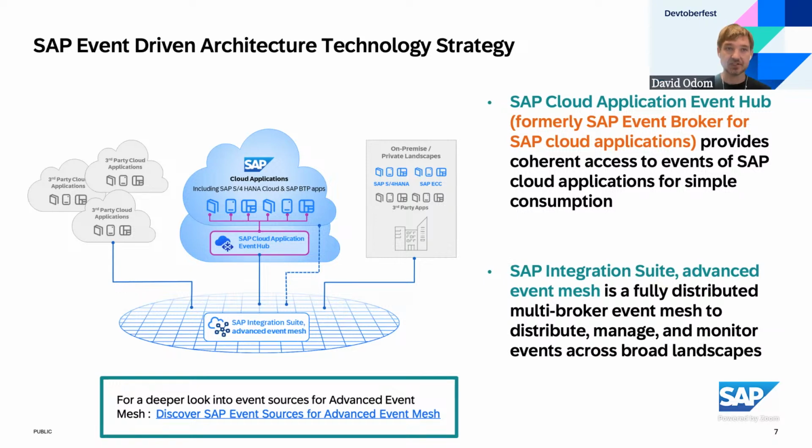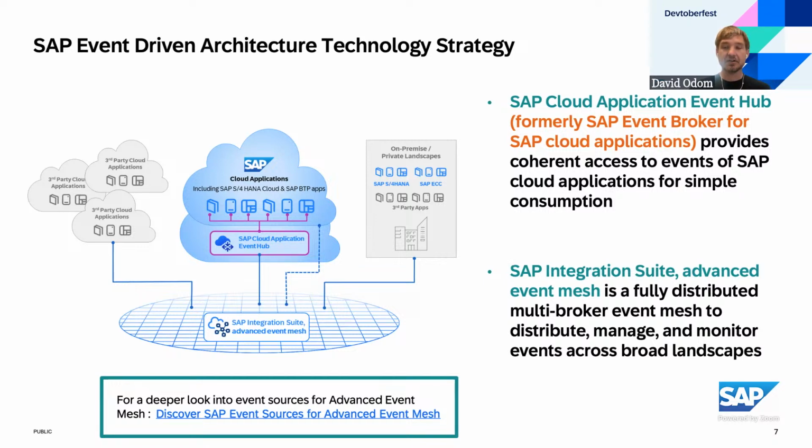And all of these things inside of SAP Cloud, we have connected with these pink lines to the SAP Cloud Application Event Hub. So this, as we say on the right, it provides coherent access to the events of the SAP Cloud applications for simple consumption. Moving out then beyond SAP Cloud, we see on the left third-party cloud applications. We see on the right on-premise private landscapes, which include SAP on-premise applications like S/4HANA on-premise or ECC, but also include third-party applications and all manner of other on-premise infrastructures.